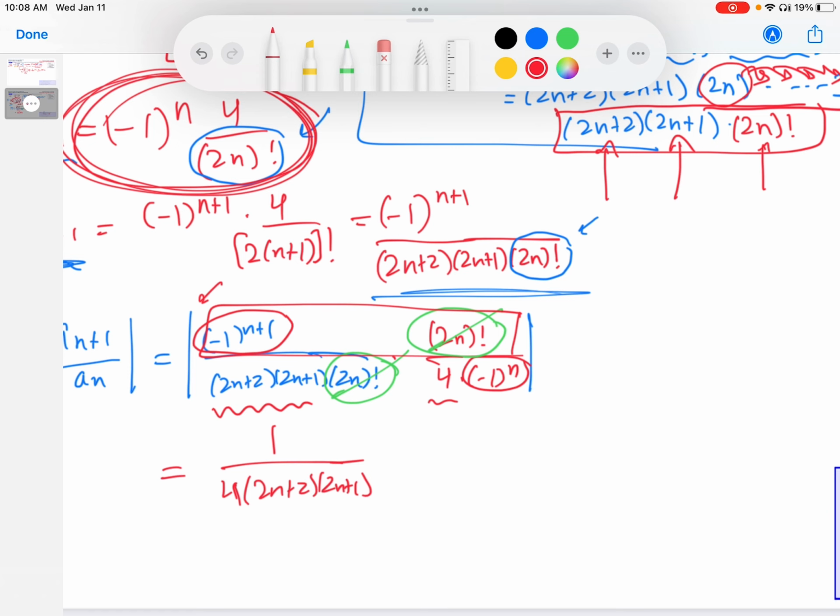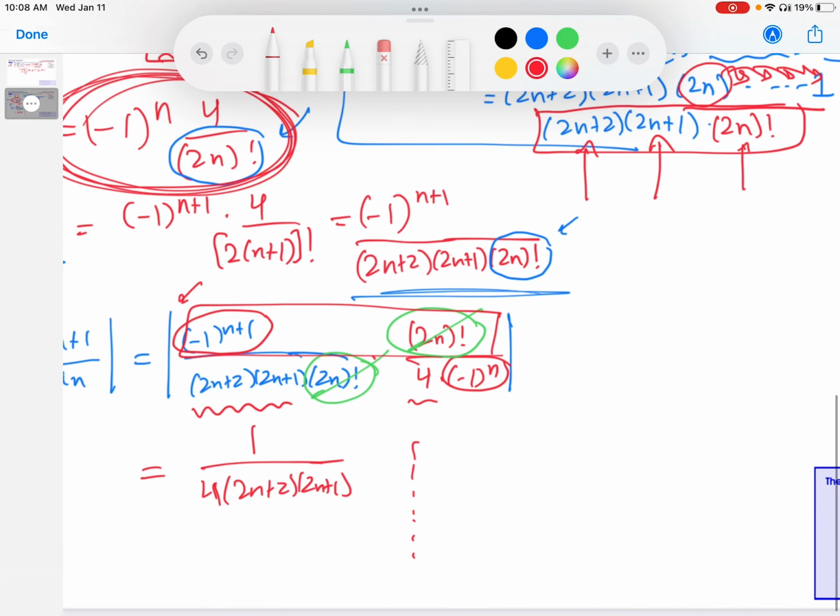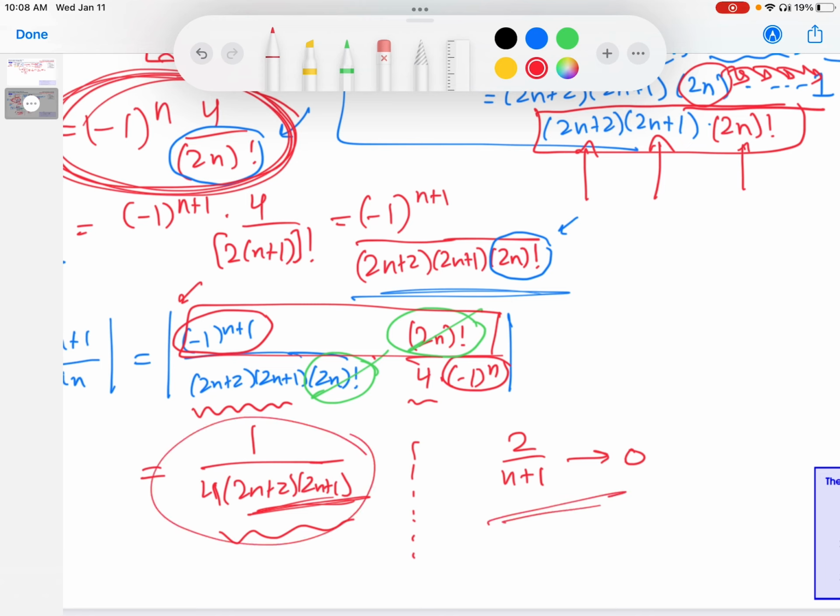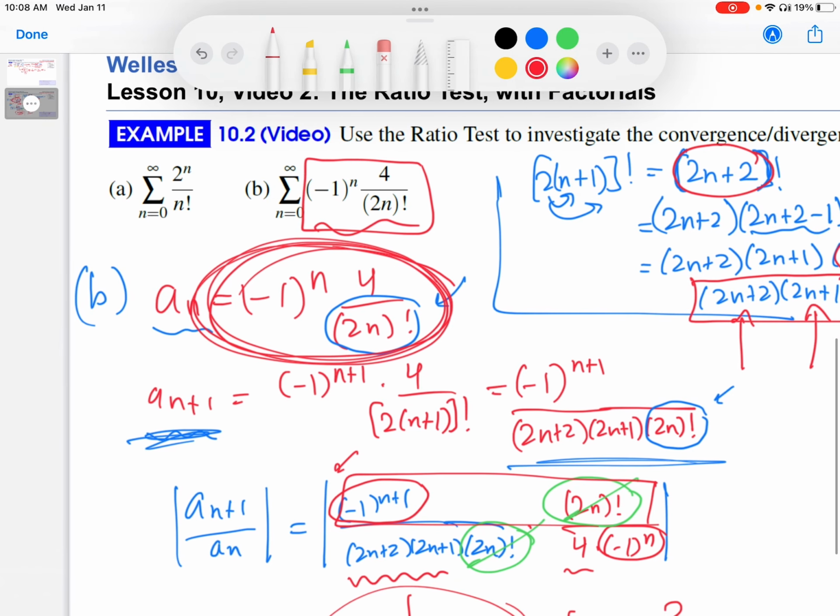And again, compared to what we had just gotten from example A, I think it was 2 over n plus 1. I think that is what we had gotten from example A, which went to 0 pretty quickly. Compare that to this. This goes to 0 even faster because the denominator is a quadratic function of n, with a positive leading coefficient. Not that that matters so much, but just to be precise. So this indeed goes to 0 faster than example A.